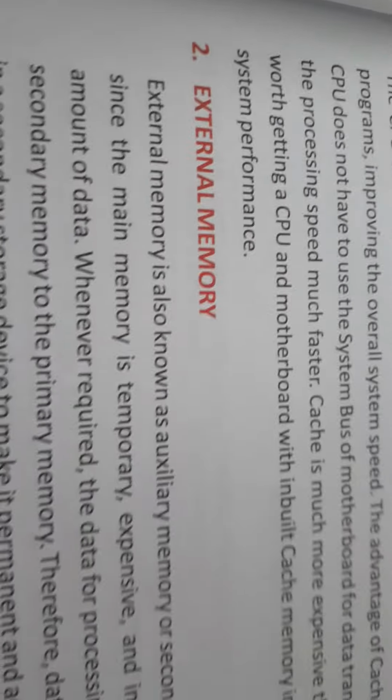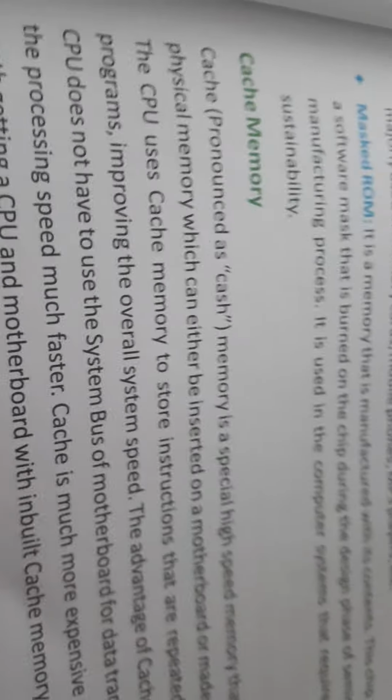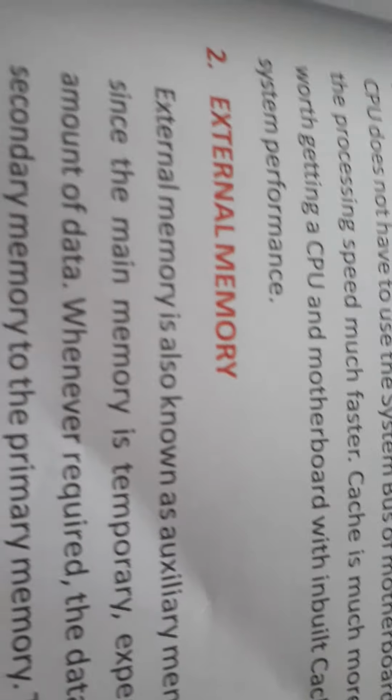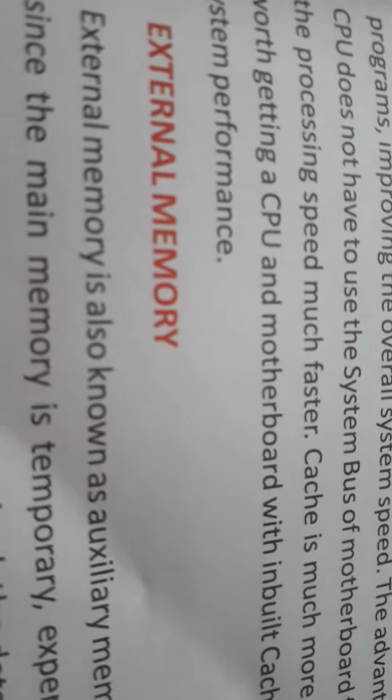The next is external memory. It is broadly classified into CD, DVD, hard disk, etc. External memories are those memories which we can insert outside the computer, and we can use them to store a large amount of data in our computer system. So the different types of modern storage devices like memory card, pen drive, CD, DVD are known as external memory.